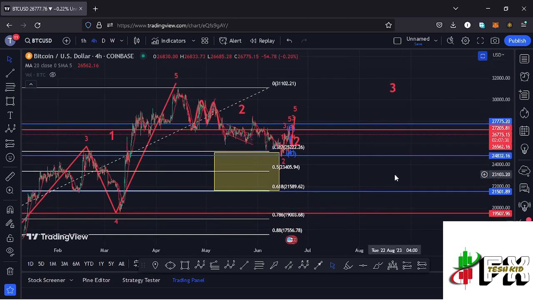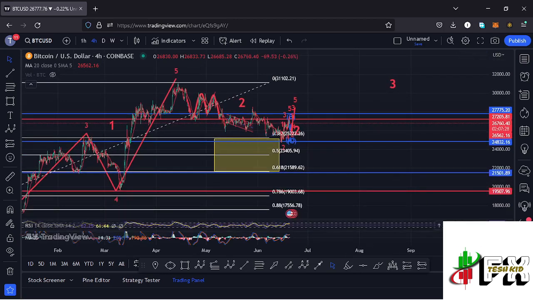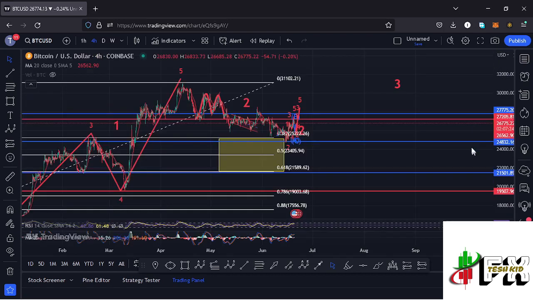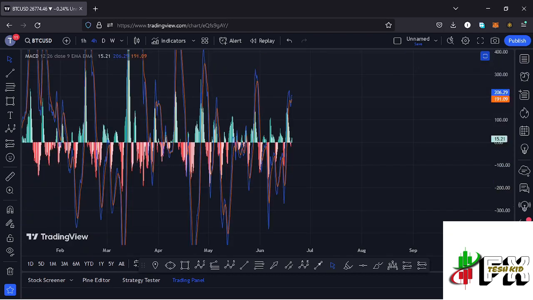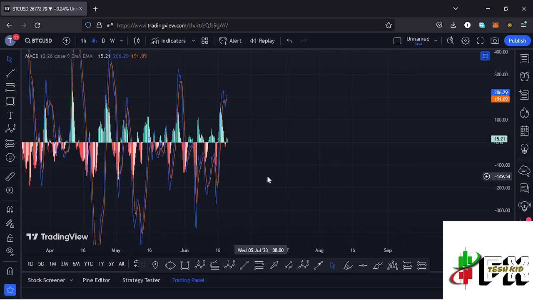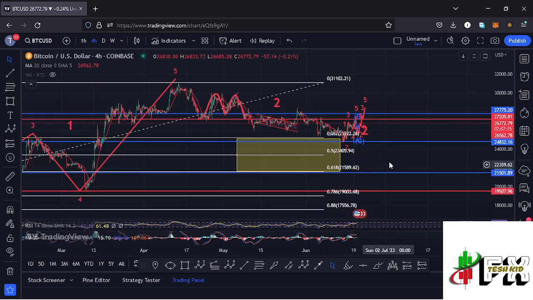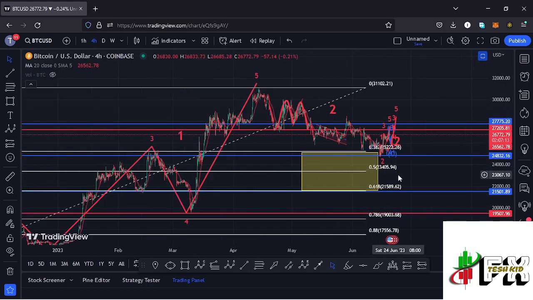Also taking a look at the indicators here on the 4-hour chart, we are trading at around the 61 mark. Also taking a look at the MACD, we have been able to print a bullish cross, fully supporting higher prices. So let's be patient and see how that plays out, and I'll be keeping you updated.